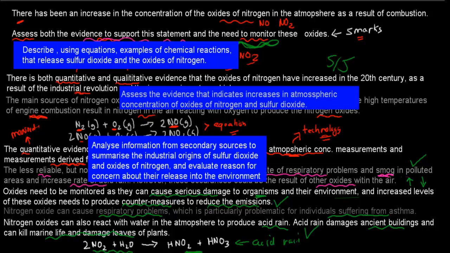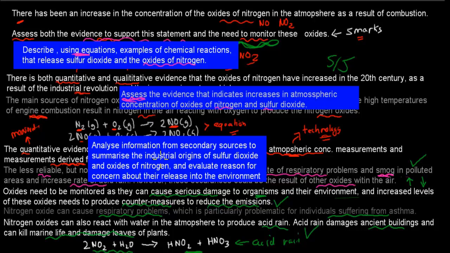And where did this question come from? It came from these different syllabus dot points. So for example, describe using equations examples of chemical reactions that release sulfur dioxide and the oxides of nitrogen. That's why I could use those equations, because it's actually saying we should know the equations in this dot point. Also, we've got this dot point, assess the evidence that indicates increase in atmospheric concentrations of oxides of nitrogen and sulfur dioxide. Again, this is what the question was, assess the evidence. Assess the evidence comes from this dot point.